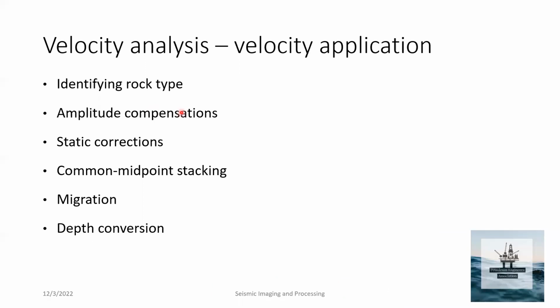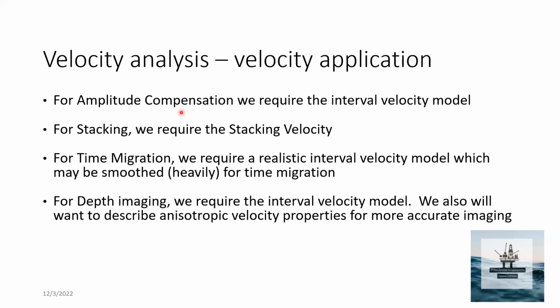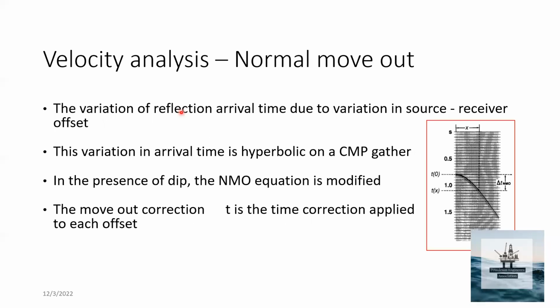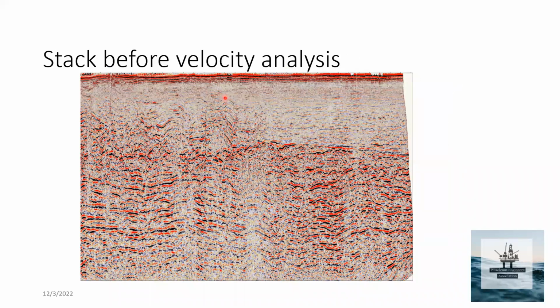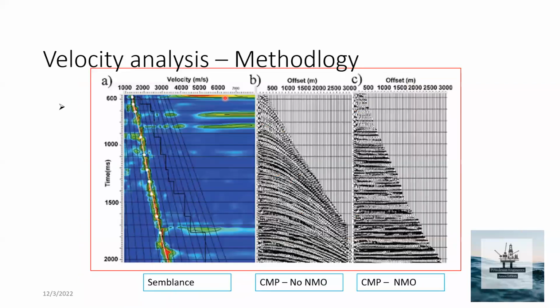Okay, again, back to the workflow. One of the most important points in the processing is the velocity analysis. What is the velocity analysis, or what is done? This is the stack that we have after gathering the CMPs. What is the normal move out? What is the definition of the normal move out?